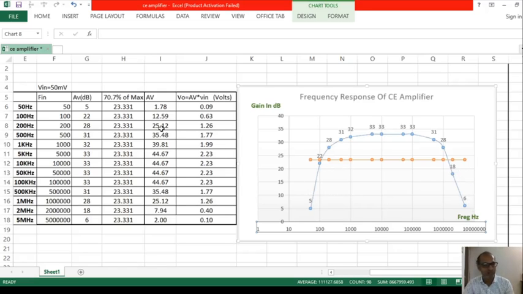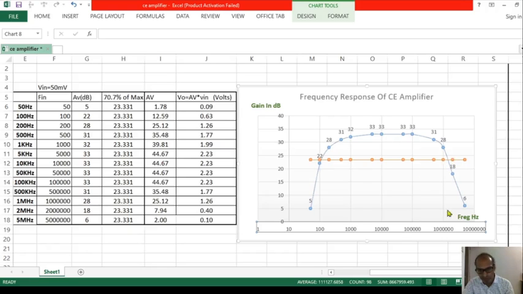After that, we have calculated 70.7% of the maximum value. The maximum decibel value was 33, and 70.7% of it came to about 23.33. So we have drawn one line indicating two points, one cutting at about 23.33, and this is also 23.33.